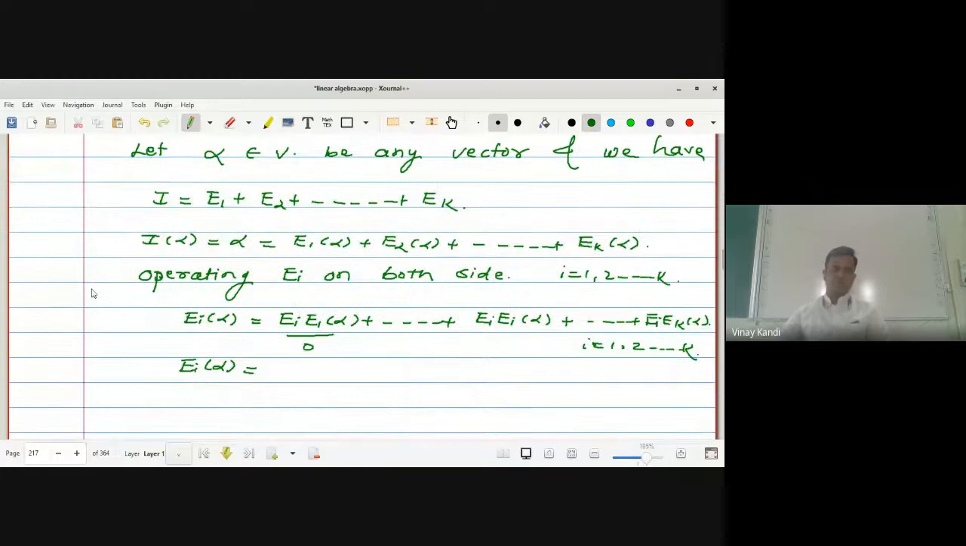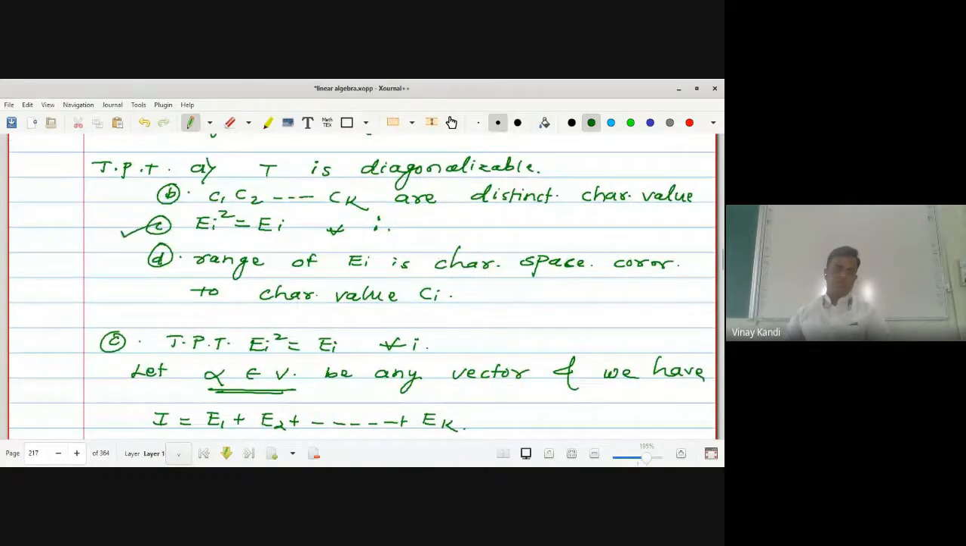Whenever I is equal to j, then it is EI square of alpha, where I becomes 1, 2, up to K. That is, EI square is equal to EI for all alpha belonging to capital V. That is the C part.